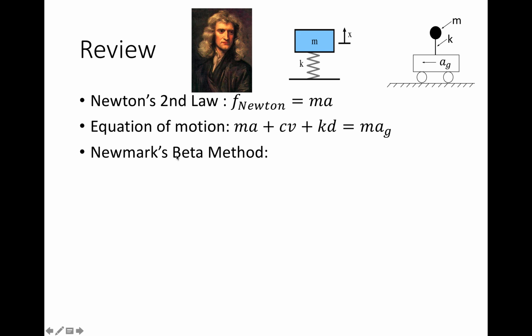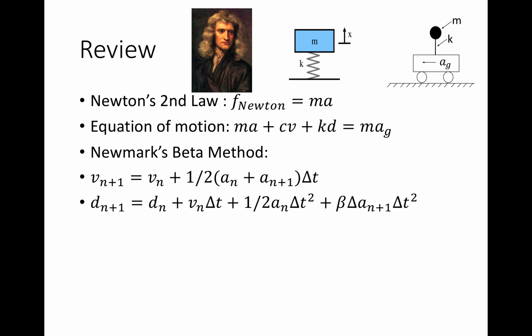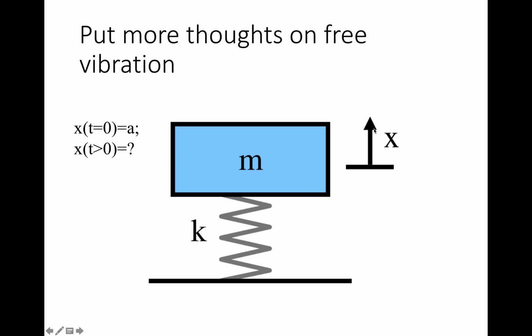We discussed the linear and average acceleration methods. Then we get the Newmark's beta method, which was beta here. And we also introduced a step-by-step simulation to get the seismic response under the ground motion AG.